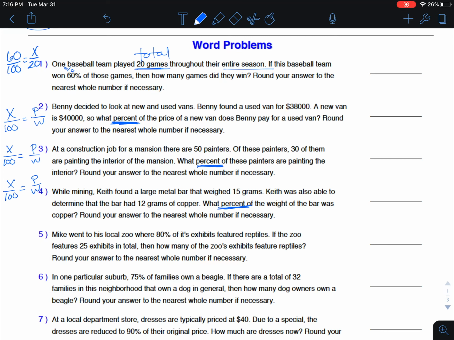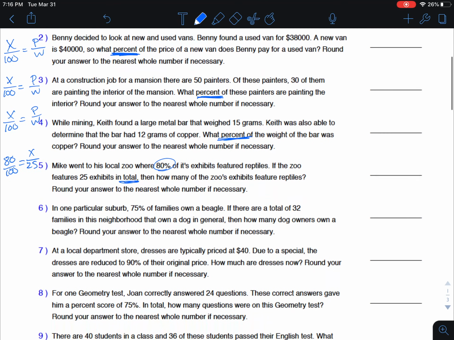Okay. Mike went to his local zoo where 80% of his exhibits feature reptiles. If the zoo features 25 exhibits in total, right? So there's your percent. Here's your total. So again, you're going to have 80 over 100 equals X over your total, which in this case is 25. Okay? In one particular suburb, 75% of families own a beagle. If there are a total of 32 families in the neighborhood that own a dog in general, how many dog owners own a beagle? So again, this right here is your percent, and this is your whole, right? So figure out what you're finding there as your part.